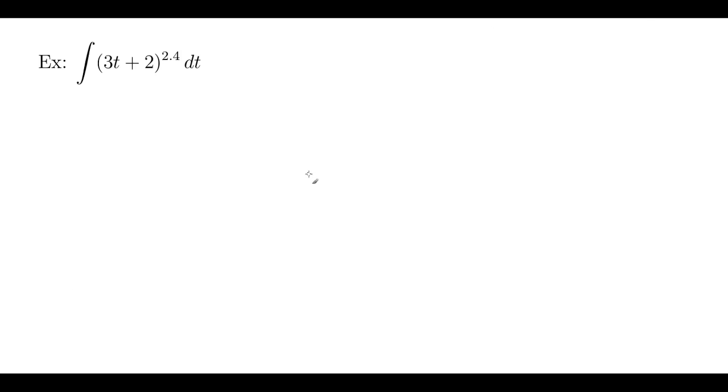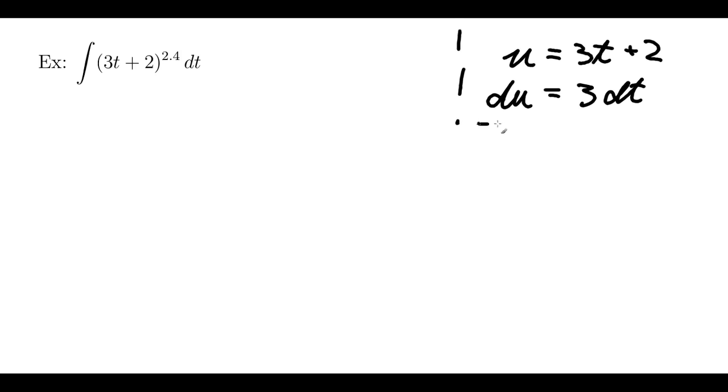Let's look at another example. We have the integral of (3t plus 2) to the power of 2.4. This again is a composite function. We have some function raised to a power. So we have a linear function inside of a power function. So our common standard technique is to set a variable equal to the inner function. u equals 3t plus 2. du here, taking the derivative of this, would give us 3 dt. So there's our differential.